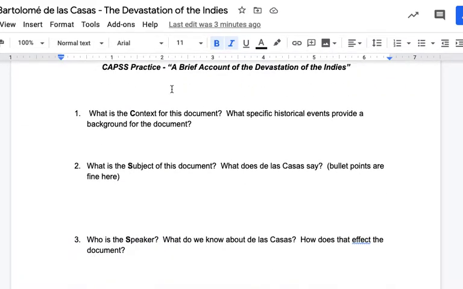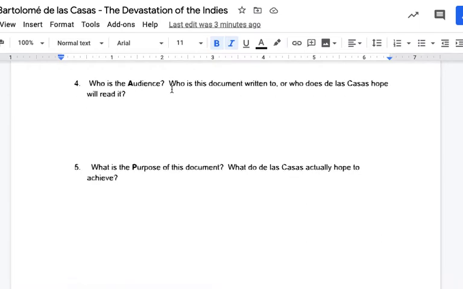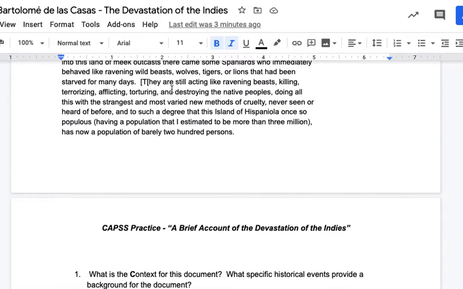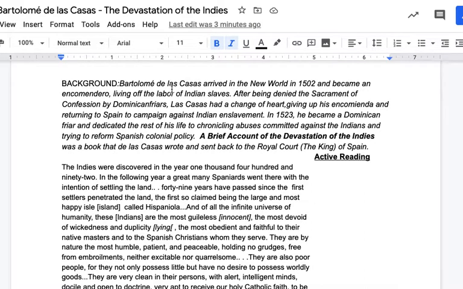So it wants me to know the CAPS categories. It wants me to know what is the context for this document, what is the subject of this document, or what does Las Casas say, who's the speaker and what do we know about him, who is the audience and what is the purpose of this document. Here I'm just going to read through the document, and as I think, I'll think aloud, and maybe that'll help you a little bit, and then I'll answer the questions.